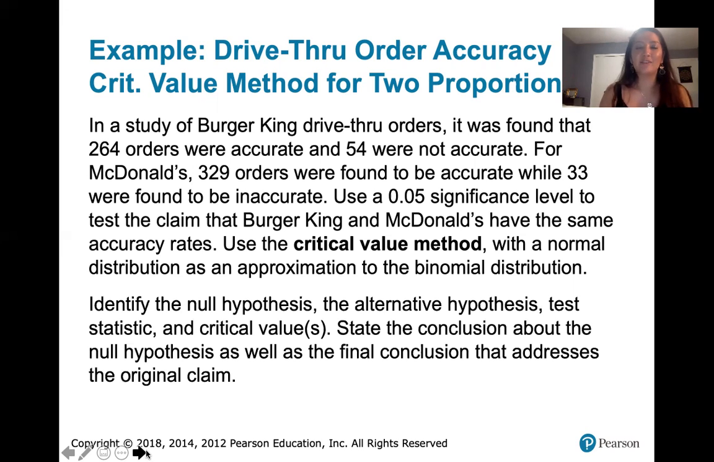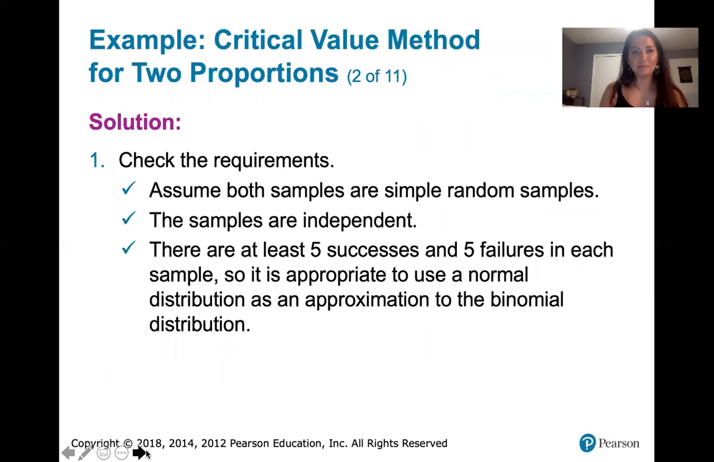Here we want to identify the null hypothesis and alternative hypothesis, and the test statistic. And then once we have the test statistic, now rather than finding the corresponding p-value, we're going to find the corresponding critical values and sketch that critical region and then see where our test statistic lies. Is it in the critical region or not? Once we have graphed that, we can state a conclusion about the null hypothesis, as well as a final conclusion that addresses the original claim.